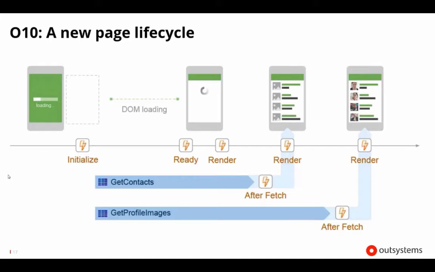After this event, the DOM starts getting loaded, and screen aggregates and data actions are fired in parallel. As soon as the DOM is loaded, the ready event fires to indicate you can now interact with the DOM if you wish. The render event is fired right after and will be fired again every time there is a change in the screen state. Also, as aggregates and data actions return, the respective after fetch events are triggered, and you can use them to manipulate the data that they return.